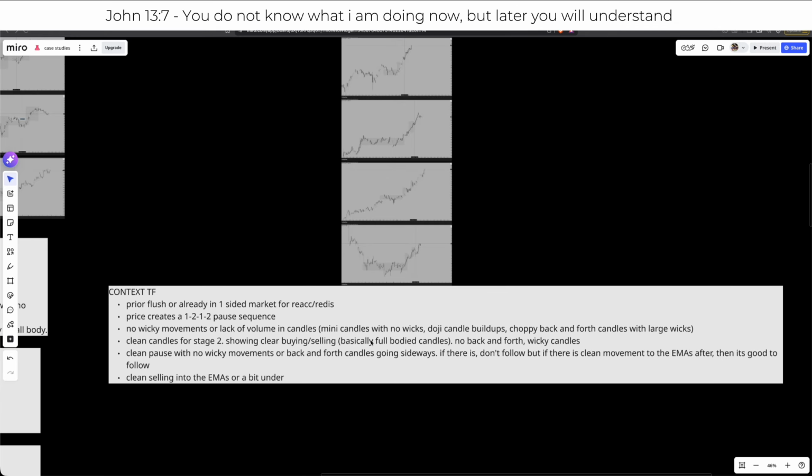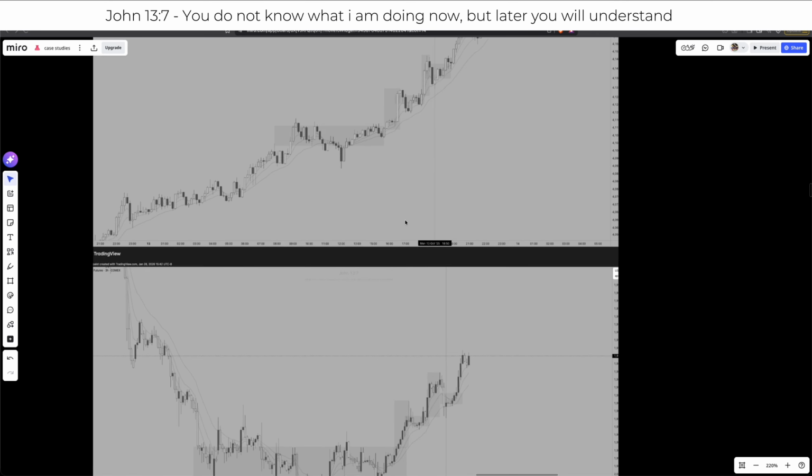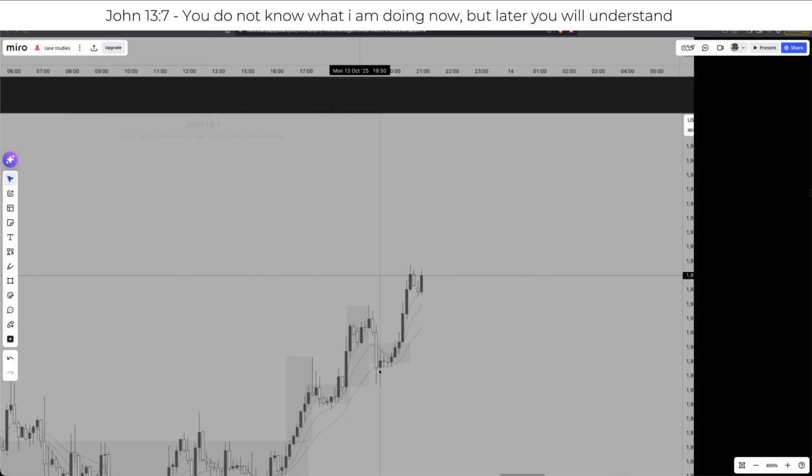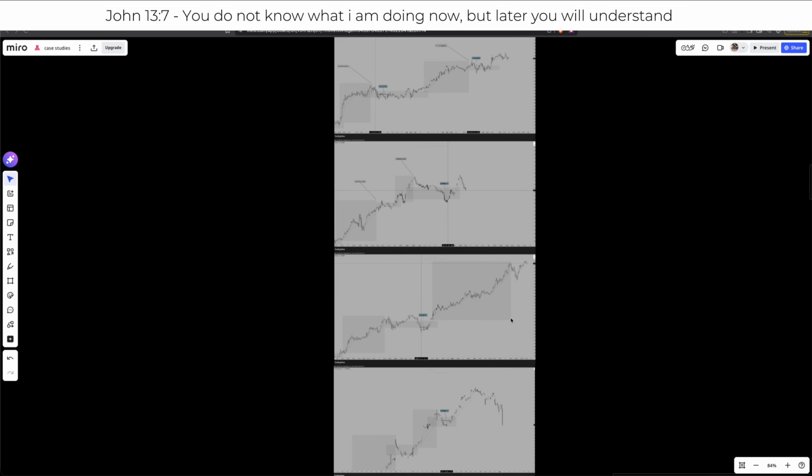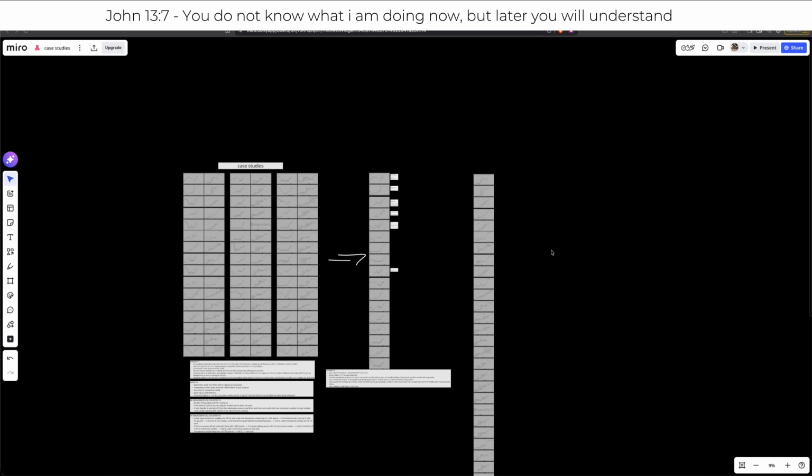And then a clean pause with no wicky movements or back and forth candles going sideways, if there is clean selling into the EMAs or a bit under. So what I want is basically price to come to the EMAs. So we could tap the 5 like this. It could come deeper, or it could just go a little bit past the 20 EMA. That's all fine with me. All it shows is really good flushes on this stuff right here, which is going to be my entry time frames.